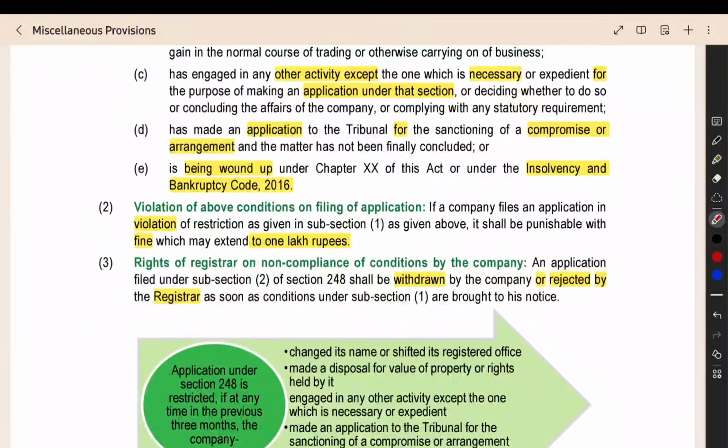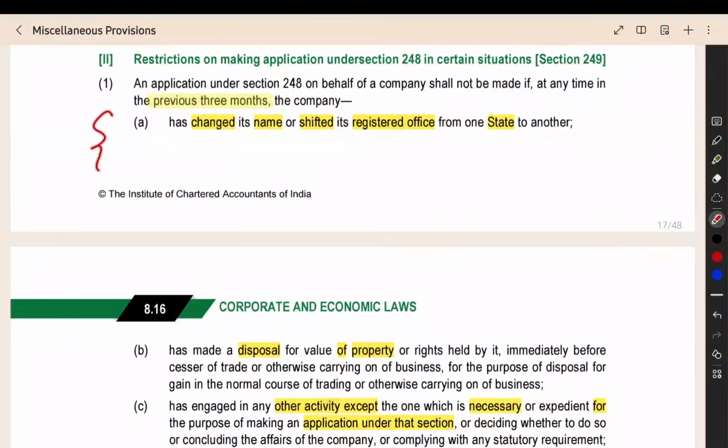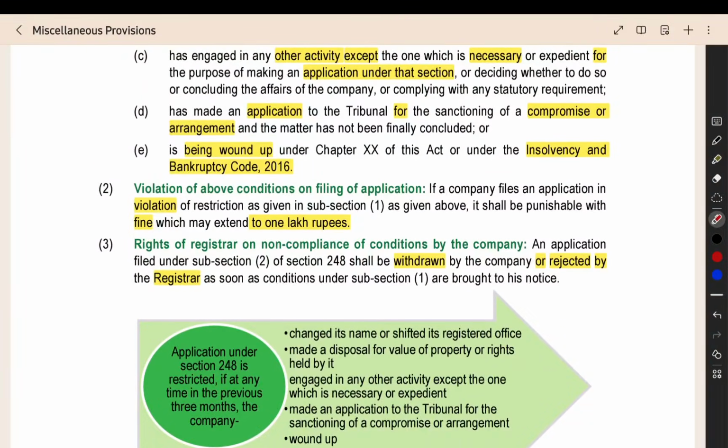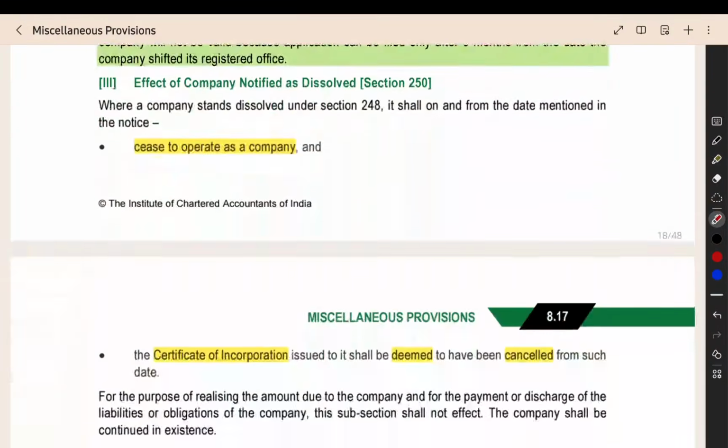If you do the application even in violation of these reasons, even if these reasons are there and you are still doing the application, then either the registrar will himself reject it or you can withdraw it by yourself.